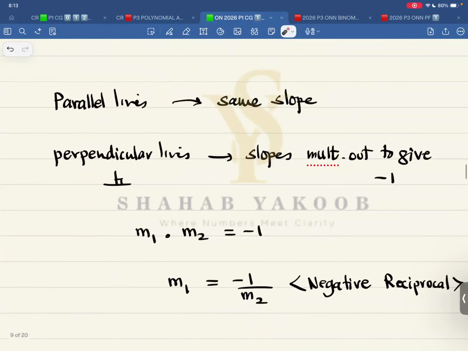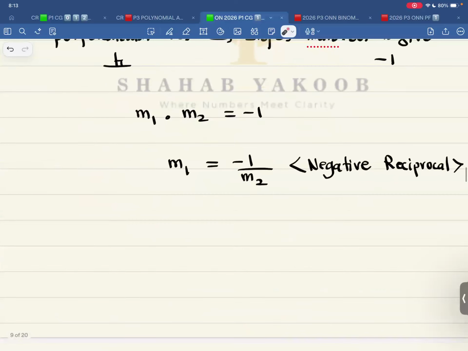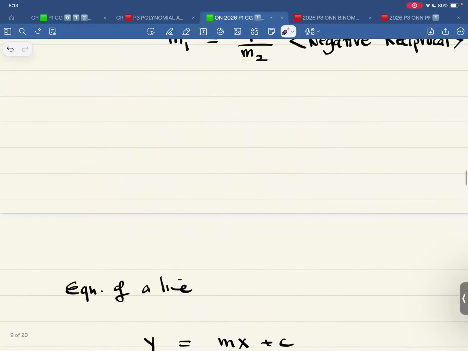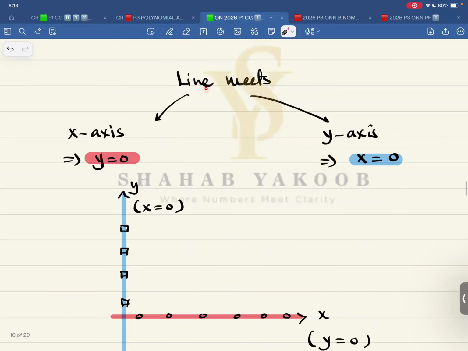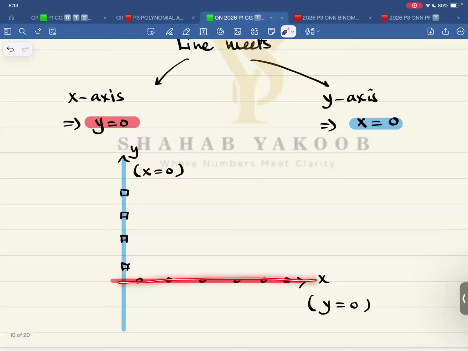You all know it. Parallel lines, they have the same slope. Perpendicular lines, slopes multiply out to give you -1. In other words, one gradient is the negative reciprocal of the other. Equation of a line, y is equals to mx plus c. M is the slope, c is the y-intercept. When the line meets the x-axis, y-coordinate is 0 because the equation of x-axis is y is equals to 0. When a line meets the y-axis, x-coordinate is 0 because the equation of y-axis is x is equals to 0.